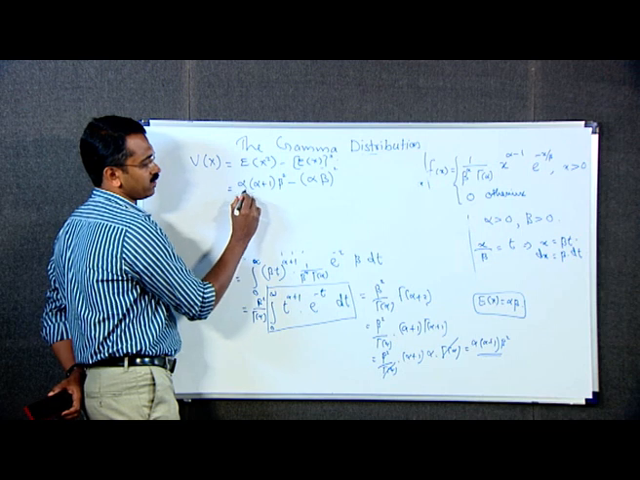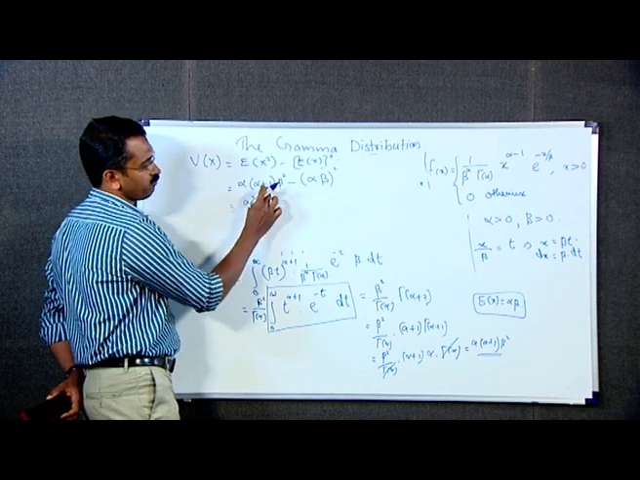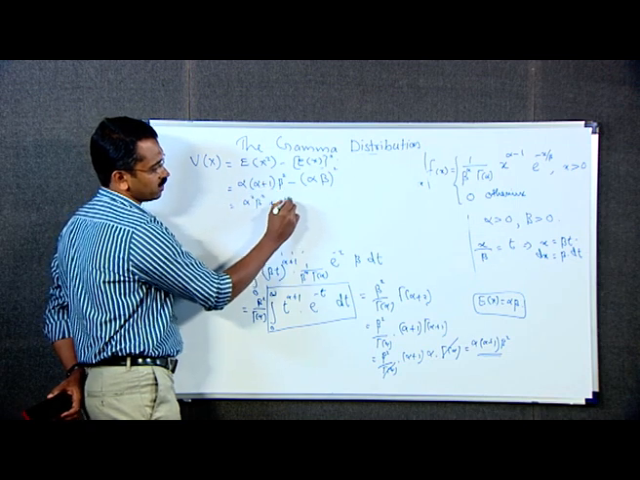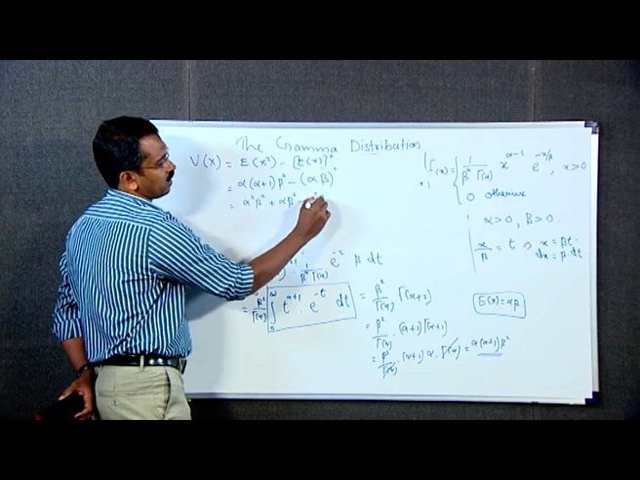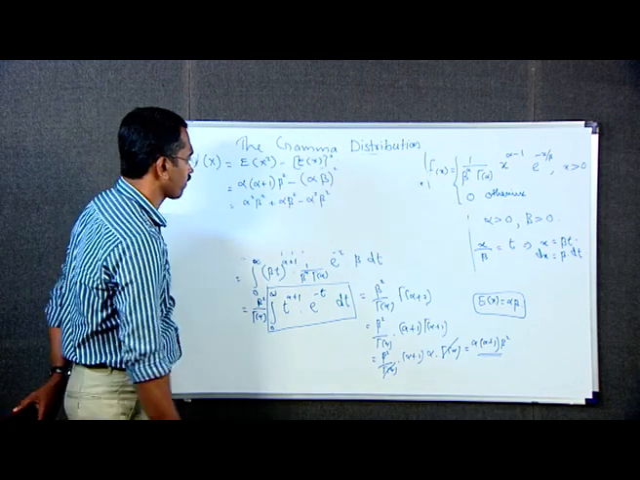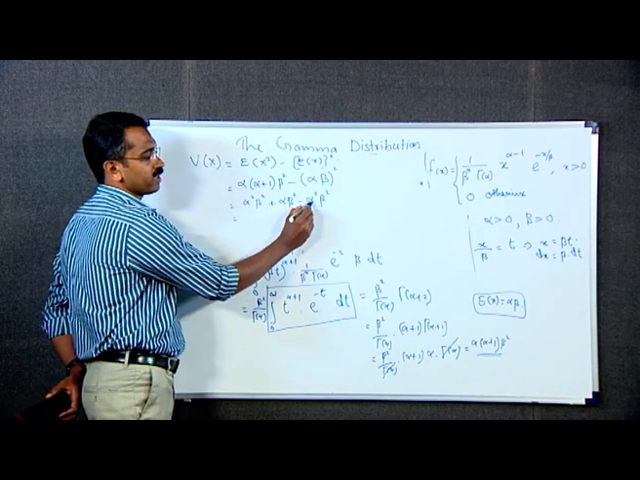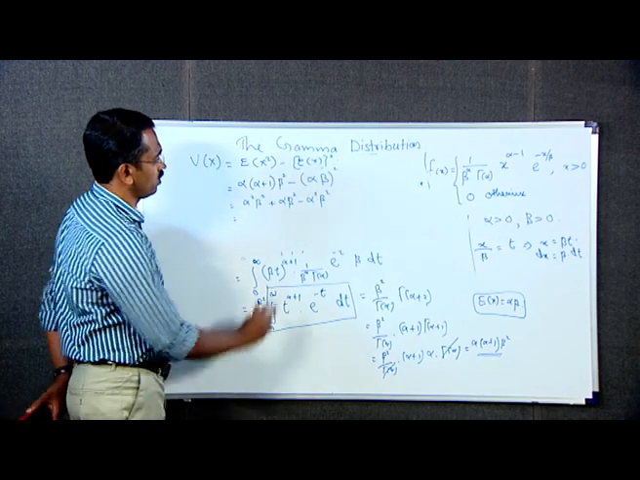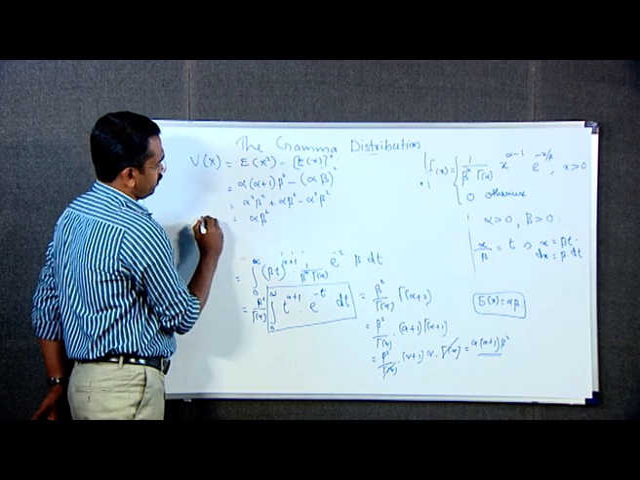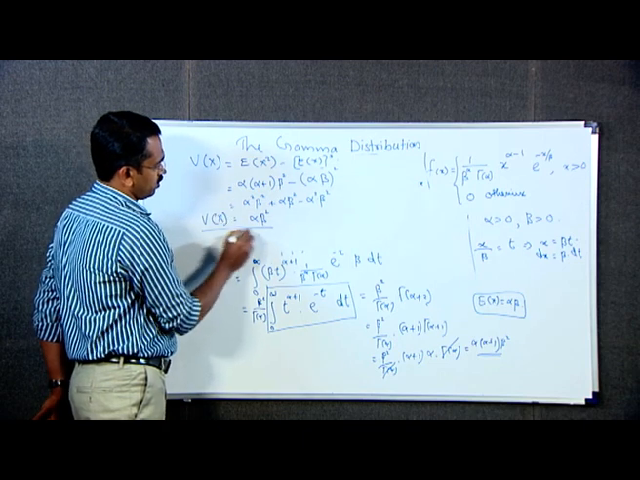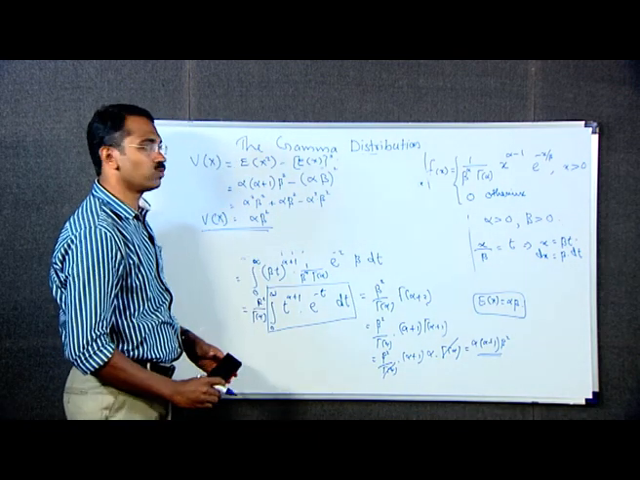alpha into alpha is alpha square into beta square, plus alpha into 1 is alpha into beta square, minus (alpha beta) whole square, that means alpha square beta square. This is equal to alpha square into beta square minus alpha square into beta square, which is 0. The remaining term is alpha into beta square. That is, the variance of x for a gamma distribution is alpha into beta square.